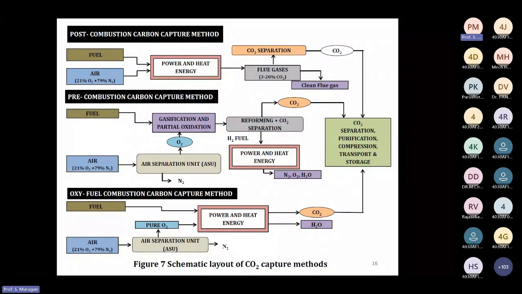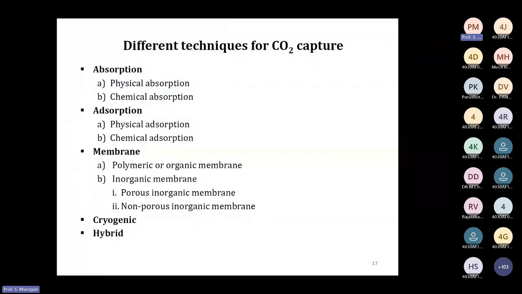Now, as I told, if you want to capture carbon dioxide, first you have to separate carbon dioxide from the mainstream of the gases. Then, of course, carbon dioxide can be captured. Different techniques are used for carbon dioxide capture, normally called carbon capture. Depending on the phenomena, you have five methods. One is carbon dioxide capture by absorption.